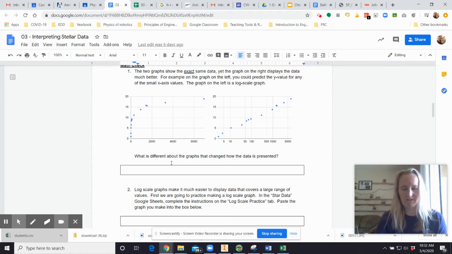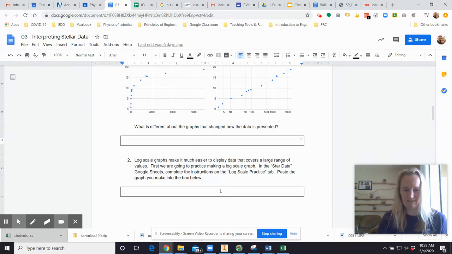Now, math check. Looking at these 2 data charts, the first question I ask you to answer is, what is the difference between these 2? What do you notice about the scales of the numbers on the y-axis and the x-axis, and what do you notice about the plot of the data? Just describe that. Log scales. Now we're going to talk about log scale graphs. What you notice here is the x-axis on the second graph is the log of the x values on the first graph.